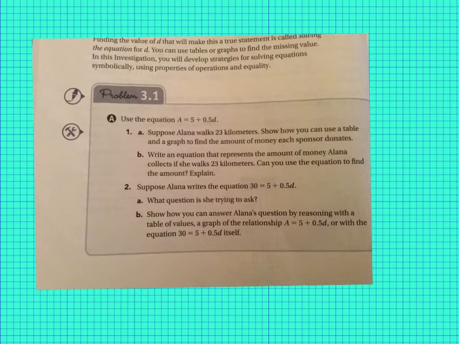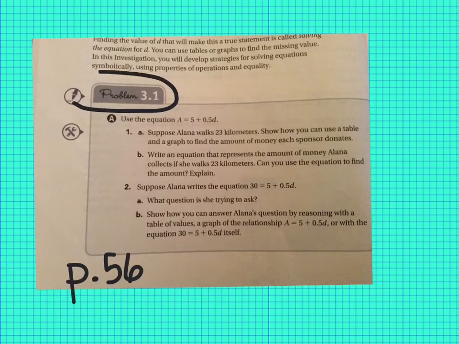So make sure you have a book and turn to page 56 and title your Notability file Problem 3.1 for MSA, or you can use your notebook from the crate and begin to work on Part A using the equation as we talked about before.